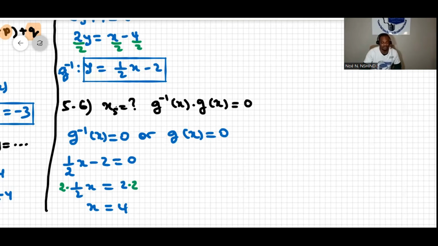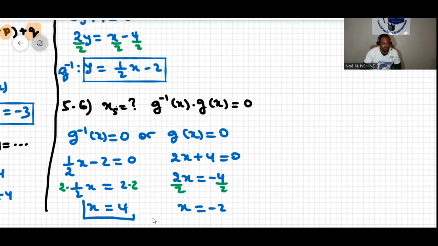And then g of x equal to 0, g of x was given by 2x plus 4 equal to 0. So if I need to find the value of x, I move the positive 4 over, it becomes negative 4. And then I'll divide each term by 2. And then we get x equal to negative 2. So those are the possible values. So if x is equal to 4 and x is equal to negative 2 respectively for g minus 1 and g of x, the product here will be 0.